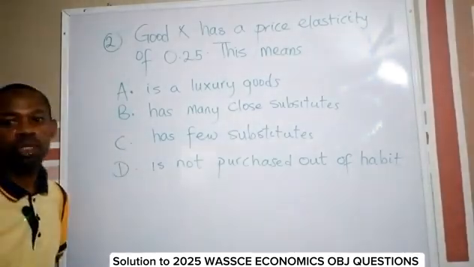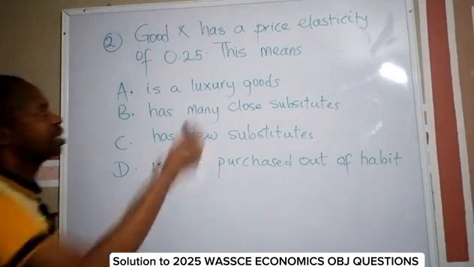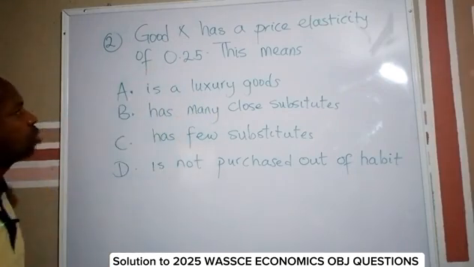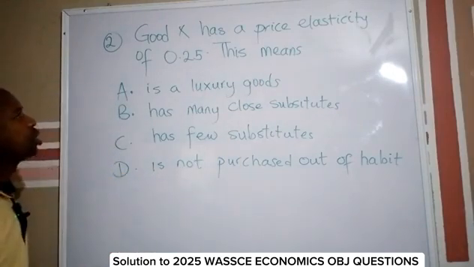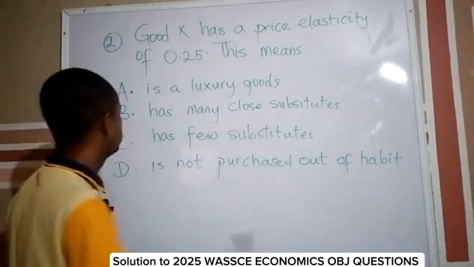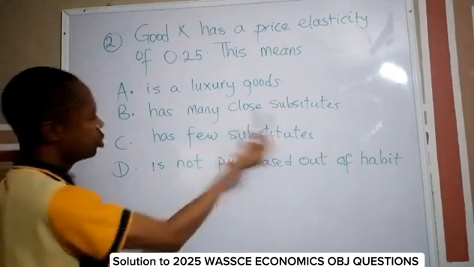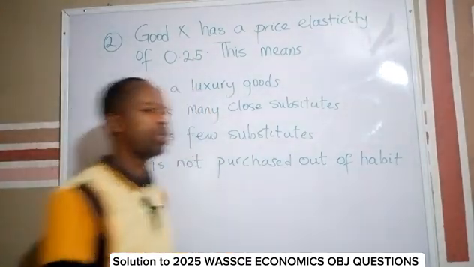Here comes the second question. Good X has a price elasticity of 0.25. Now, what does that mean? A, is a luxury good. B, has many close substitutes. C, has few substitutes. D, is not purchased out of habit.